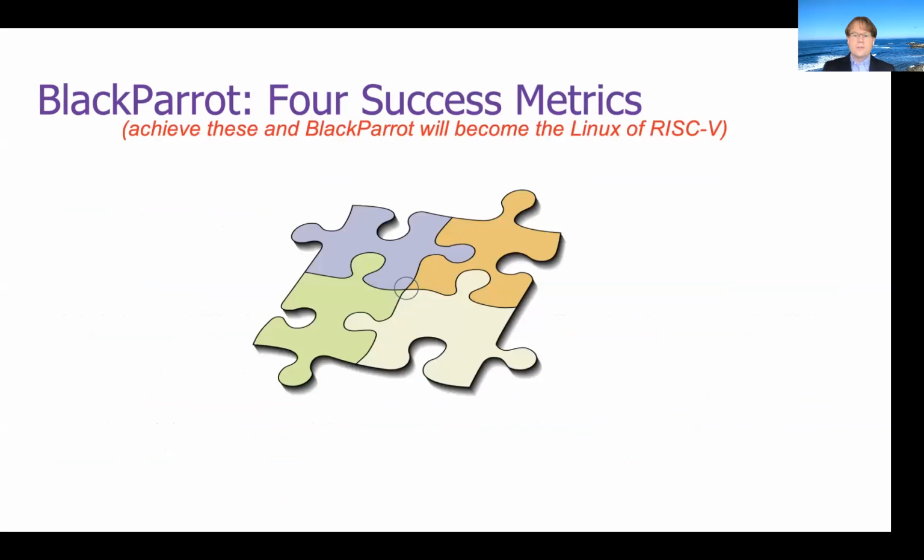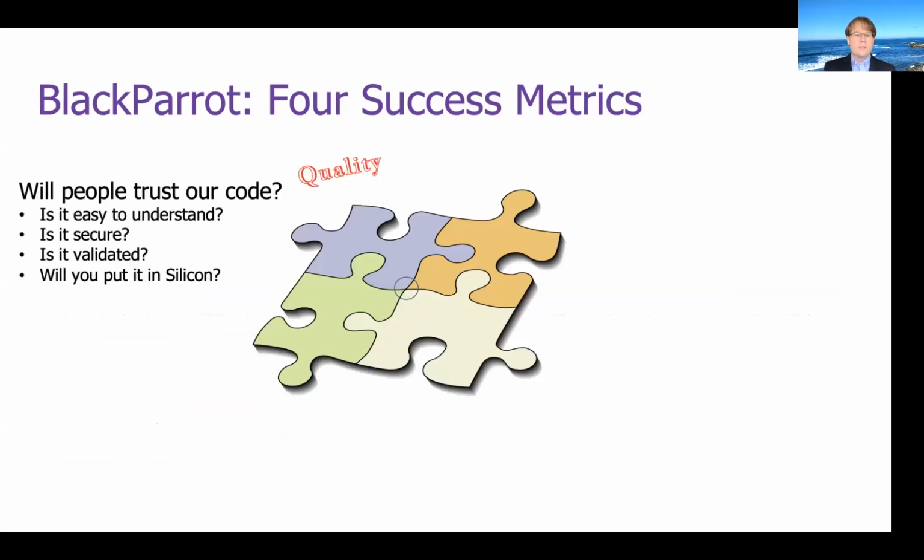So we have four metrics for success in the BlackParrot project. The most important one is quality: will people trust our code? Can they look at it and understand it easily? Does it seem to be securely written? Is it validated? Would you trust putting it in silicon and relying on it? Later on in the talk, I'll talk more about this trust issue.